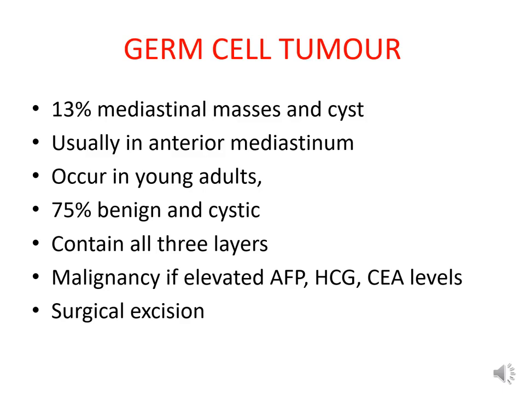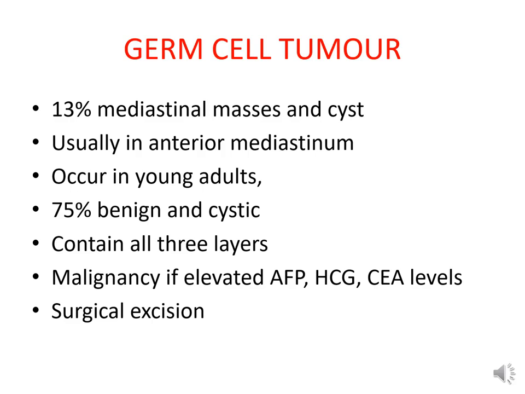70% of these germ cell tumors found in the mediastinum are usually benign and cystic, but they cause pressure symptoms, while the rest are suspected to be malignant. And malignancy can be suspected if the tumor marker levels are increased. Tumor markers here are serum alpha fetoprotein, human chorionic gonadotropin, and carcinoembryonic antigen.